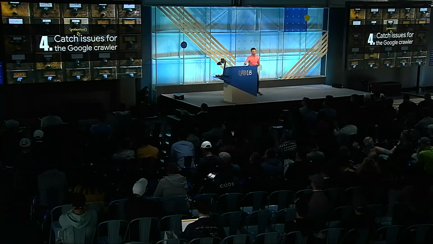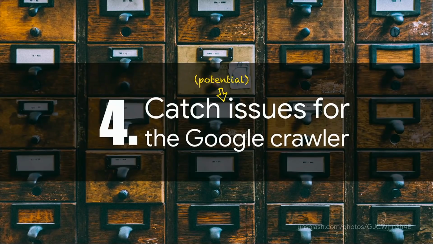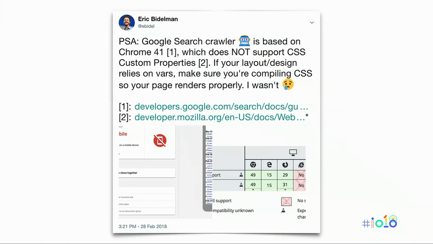Number 4 is to catch potential issues with the Google crawler. A couple weeks back, I built that DevWeb Firehose app, and I realized after I pushed it to production, and I hit the Render as Google button on the Webmaster Tools, that my app actually doesn't render correctly in Googlebot because it runs a super old version of Chrome, Chrome 41. Chrome 41 doesn't have CSS custom properties or all these cool new features I was using. So I was kind of hosed.